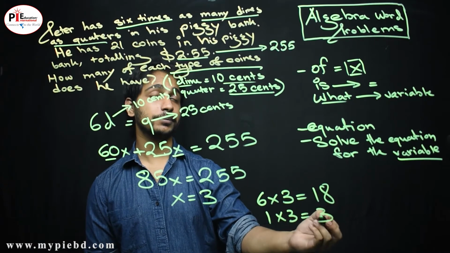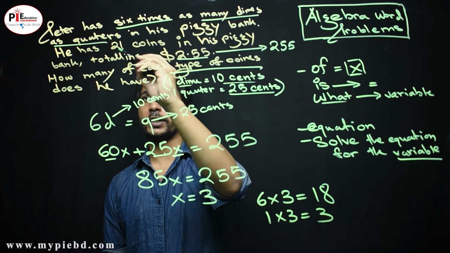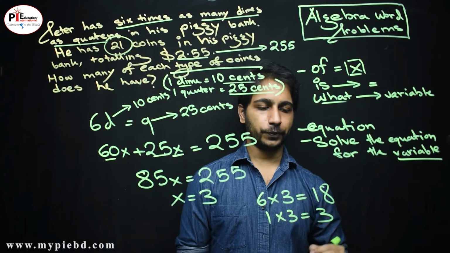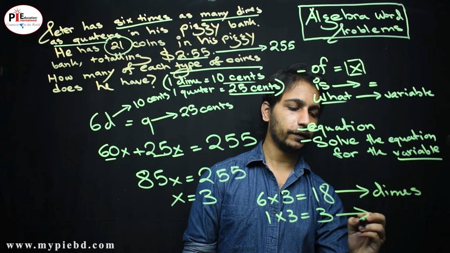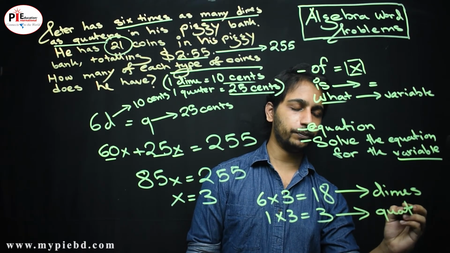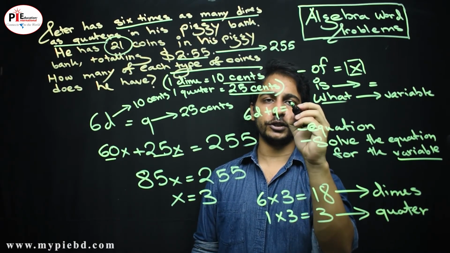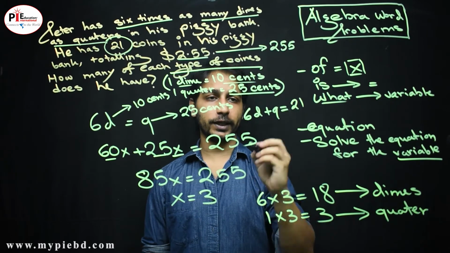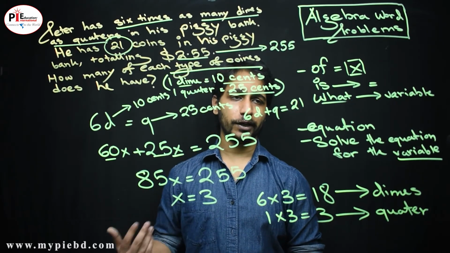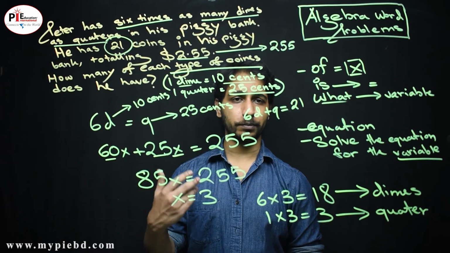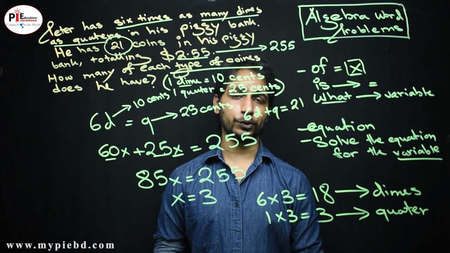Notice that 18 plus 3 adds up to 21, which is right here, 21 coins. So he would have 18 dimes and 3 quarters. This is fairly easy to set up. You could say that 6d plus q equals 21, and we could also say that 60d plus 25q also equals 255. You don't have to do it with x, but if you do it with x, it can be much simpler because you don't have to set up two separate variables.